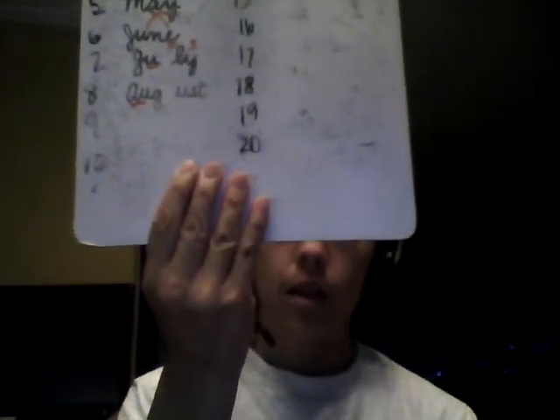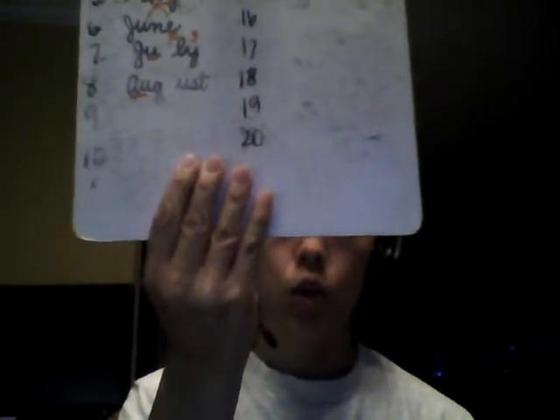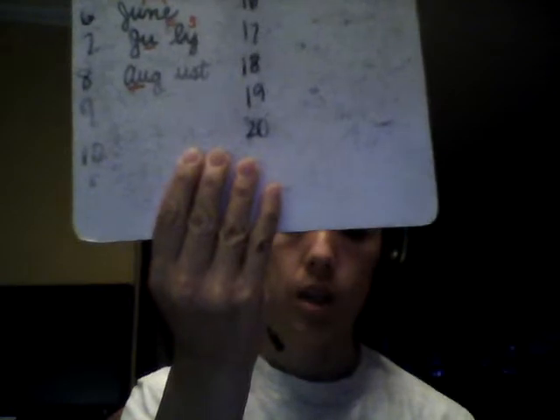Number 8, August, 2 syllables. August is the 8th month of the year. Think to spell August. Spell out loud. August. A-U-G-U-S-T. August. Please write and mark August in your notebook.